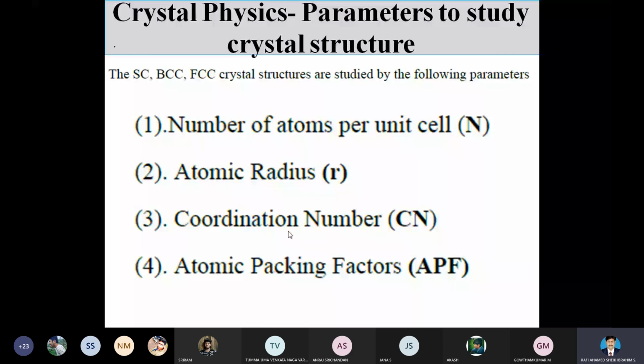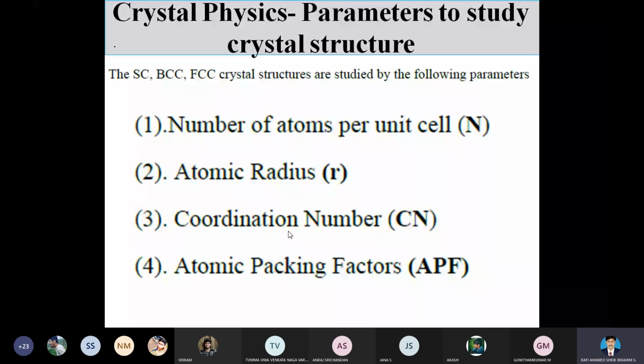Non-primitive crystal structure means the structure made of more than one atom. That is, the structure contains an A atom, and in addition to that A, for example, a B atom or a C atom. So when the structure consists of more than one atom, then such structures are called non-primitive structures. Example, BCC and FCC. So these only we are going to study here.